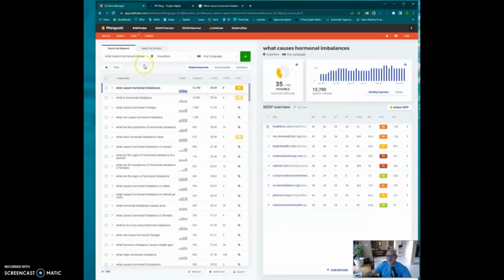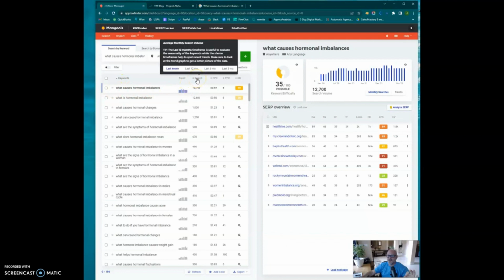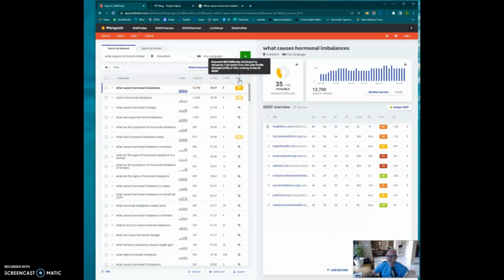Here's a long tail keyword. A keyword would be like testosterone. It's going to have super high search volume, but it's also going to be highly competitive. So two things I'm looking at here in Mangools are our keyword phrase, the search volume, which is the monthly search volume, and the keyword difficulty for that particular word. So in this particular instance, what causes hormone imbalance? That's 4 different words strung together in a sentence. That's a long tail keyword.